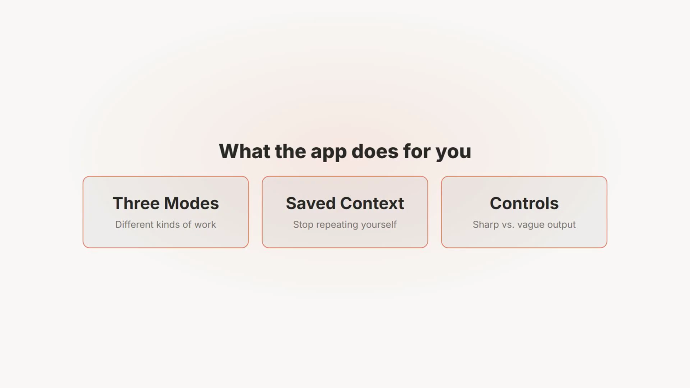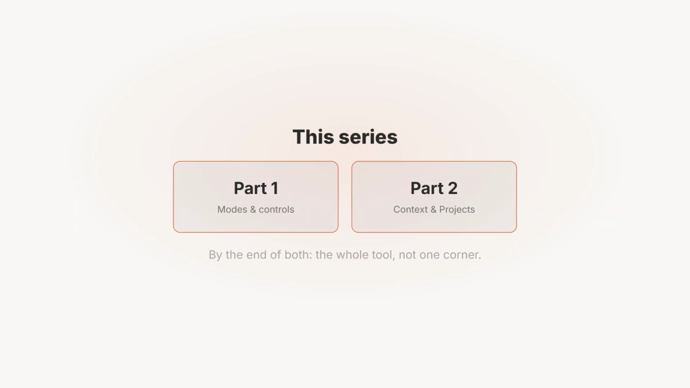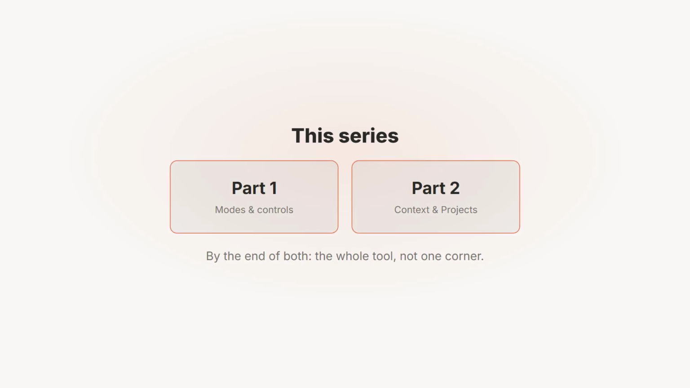And it does 3 things for you. It gives you 3 modes for 3 different kinds of work. It gives you a place to keep your context so you stop repeating yourself. And it gives you the controls that decide whether your output comes back sharp or vague. This part is the modes and the controls. The next part is keeping your context. By the end of both, you'll be using the whole tool instead of one corner of it.